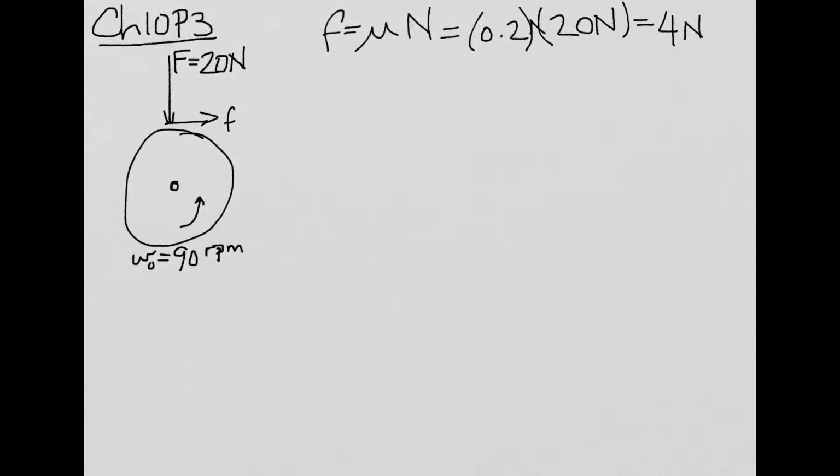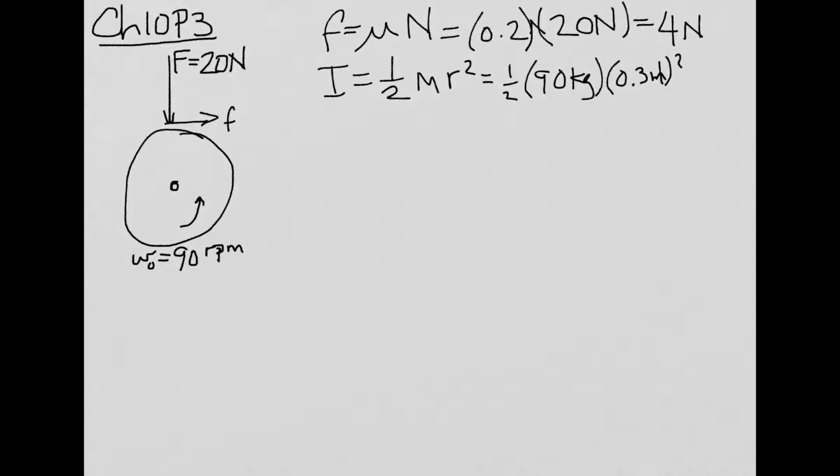I also have to find the characteristics of the grinding wheel. The moment of inertia of the grinding wheel, we're going to treat it as a disk, so that's 1/2 mr squared. So that equals 1/2 times 90 kilograms times 0.34 meters squared. So that equals 5.2, and the units are kilograms meters squared.